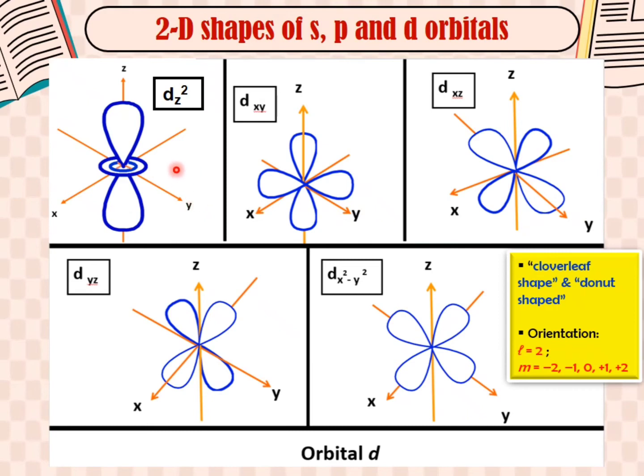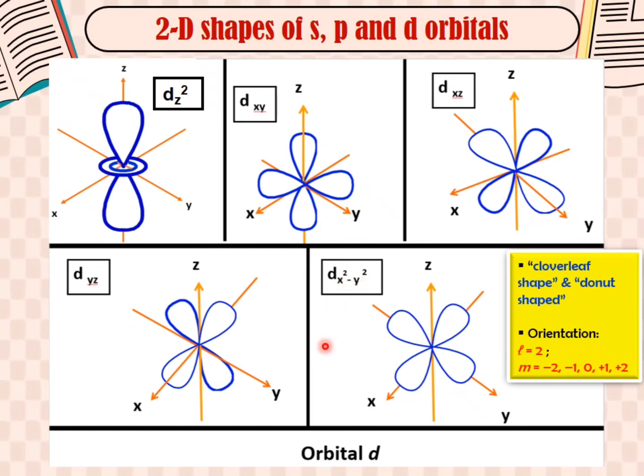Ada satu je. Yang lain semuanya cloverleaf shape, di mana dia macam dumbbell tadi, cuma yang ini ada 4 loops. Dia ada 4 kelopak. Dia adalah macam bentuk bunga. So kita ada dxy, kita ada dxz, kita ada dyz, and dx squared minus y squared.